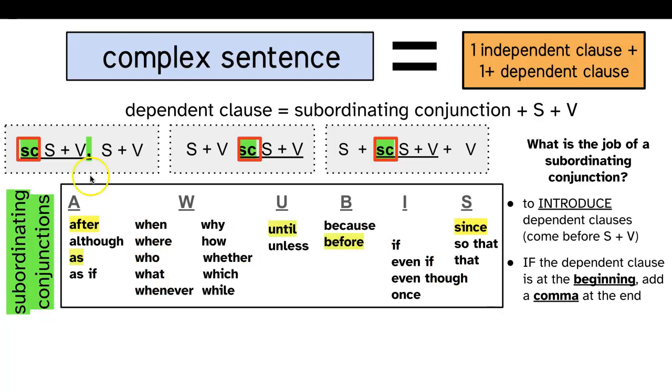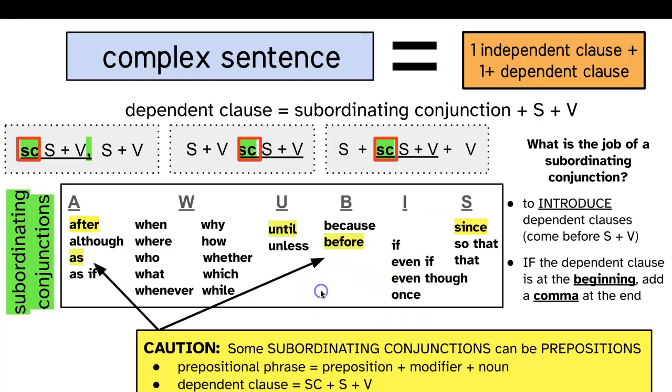We have some that begin with A, some that begin with a W, a U, a B, an I, and an S. So our mnemonic that we use for this is AWUBIS. And we have to watch these ones that are in yellow. The ones that are in yellow can also be prepositions. So we know that if they're followed by a modifier and a noun, they're prepositions. If they're followed by a subject and a verb, then they're subordinating conjunctions.